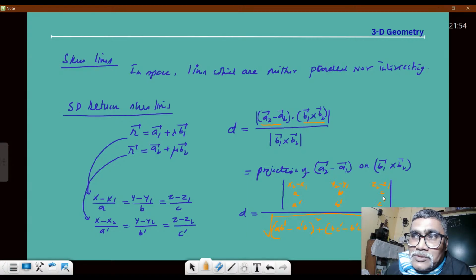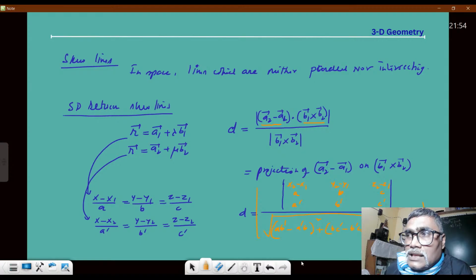Next will be c a dash minus c dash a, whole squared. So this is the formula. Overall there should be a modulus sign because distance will never be negative. This is a very important thing. This is the shortest distance formula for two skew lines.